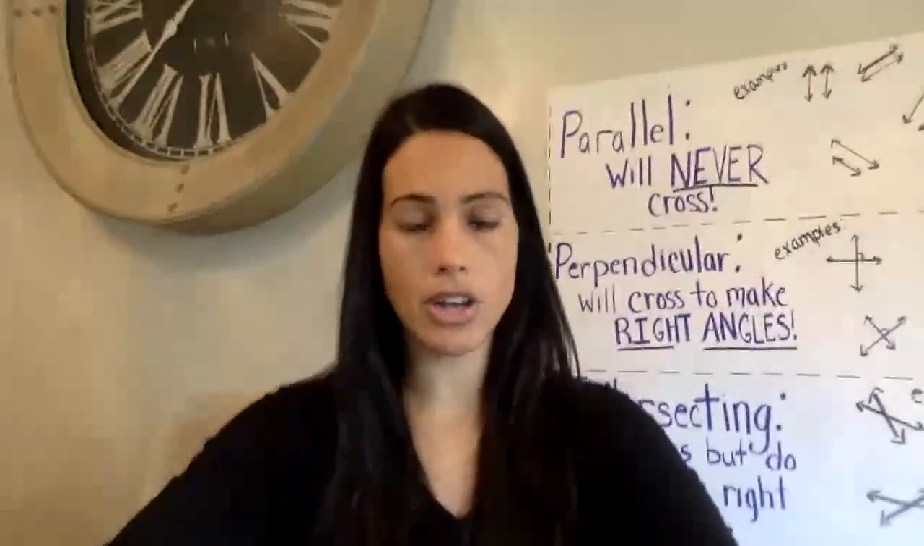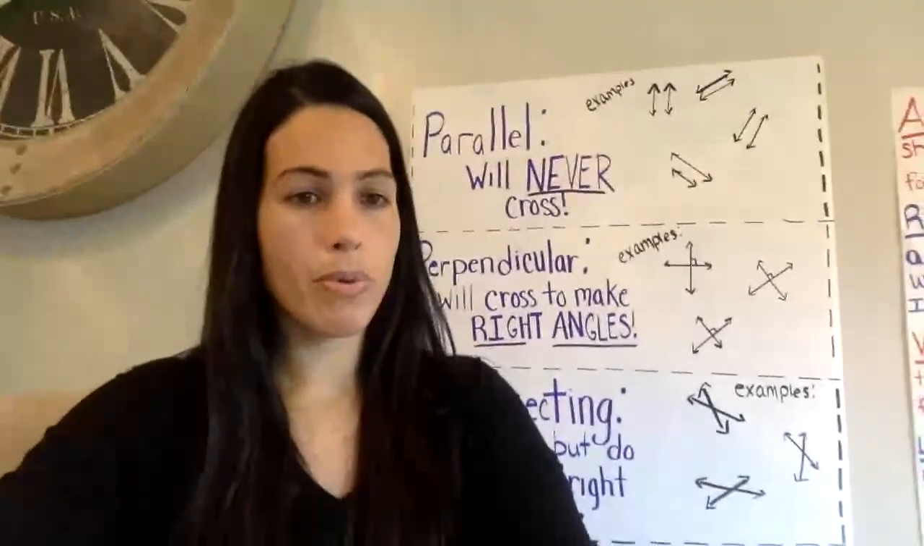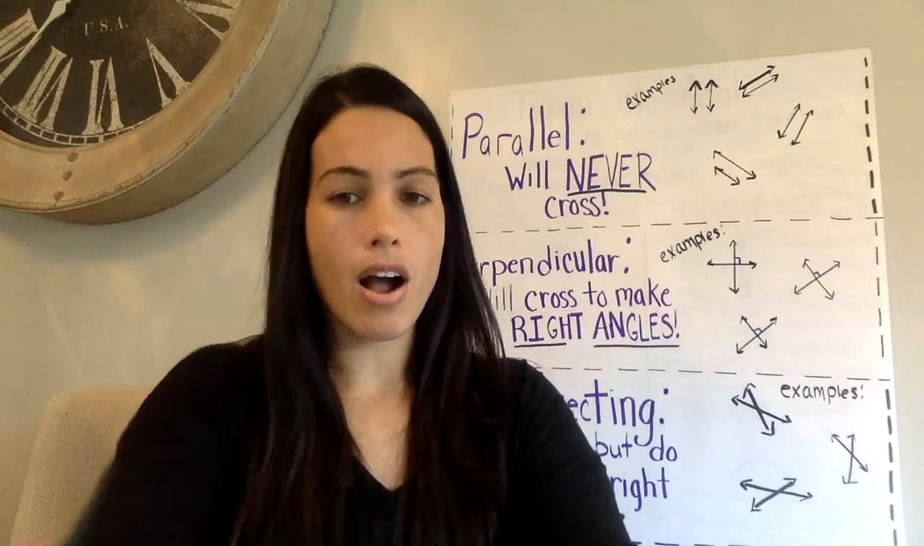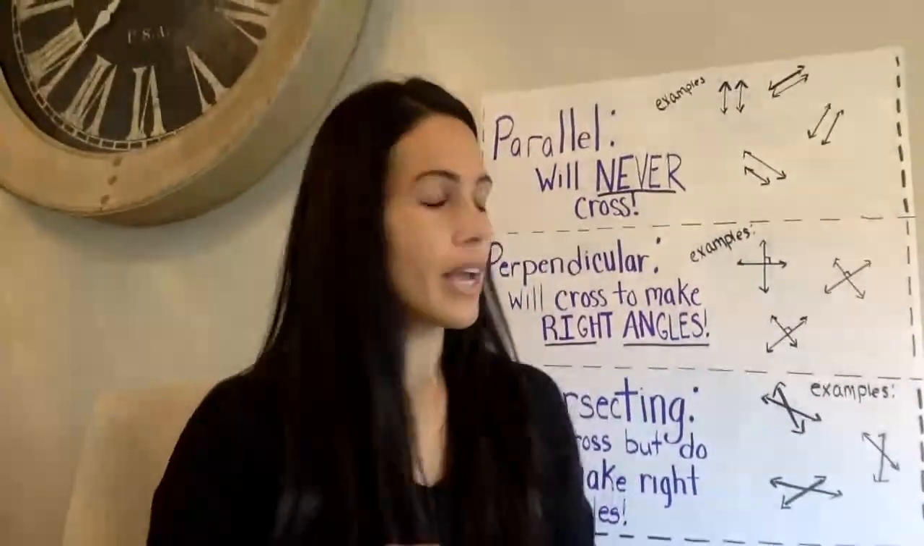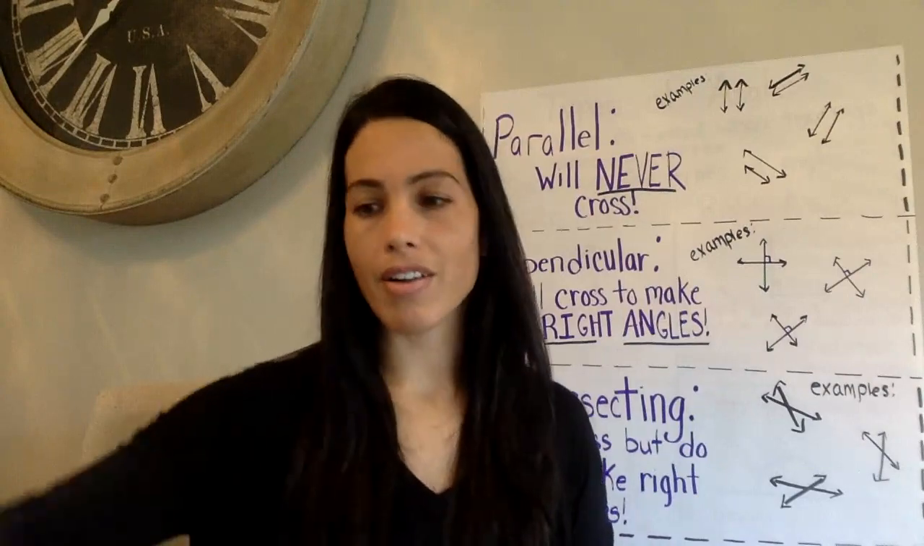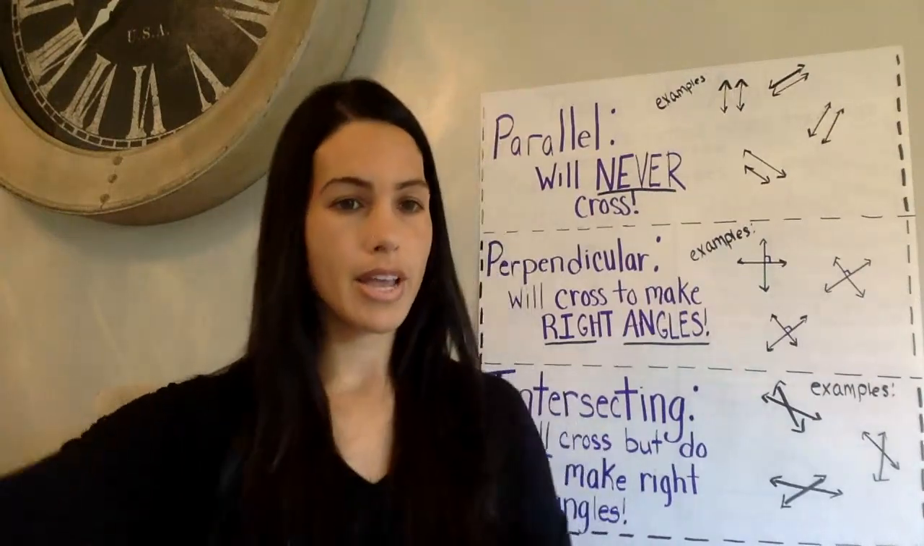All right, so let's get started. So we're learning 3 words. We're learning parallel, perpendicular, and intersecting. And if you don't know what they are, once I start going over them, you're going to be like, oh, I know what those kind of lines are. So the first word is parallel.